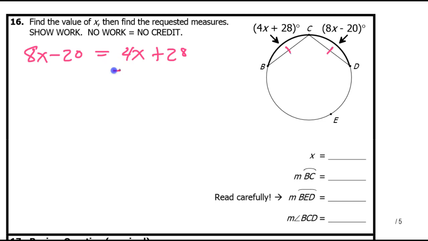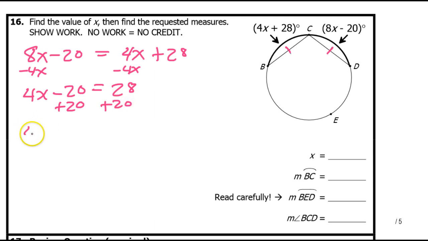28. So I would start by subtracting 4x from both sides, get those x's together. That's going to give you 4x minus 20 is equal to 28. Then when you add 20 to both sides, now you have 4x is equal to 48. Then you're going to want to divide both sides by 4. And that's going to give you x is equal to 12. So x is 12. That's great.